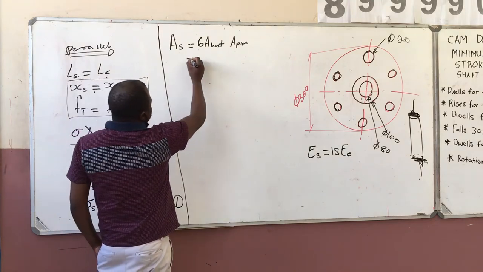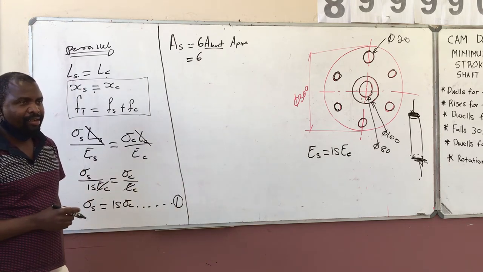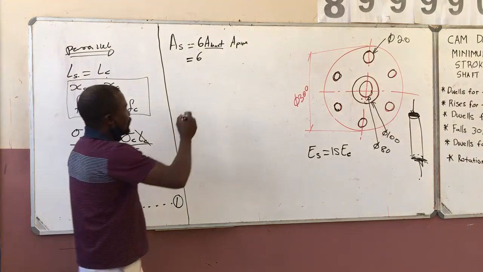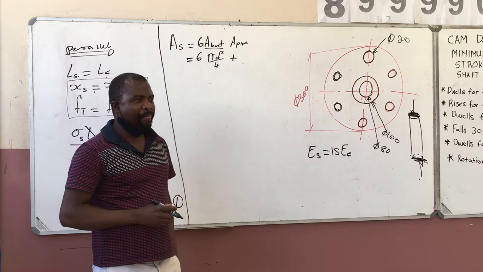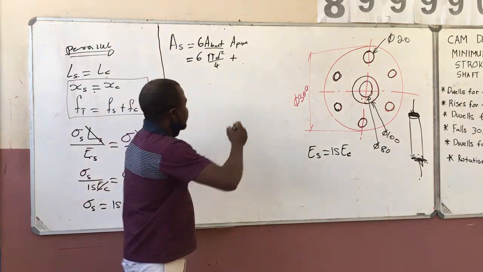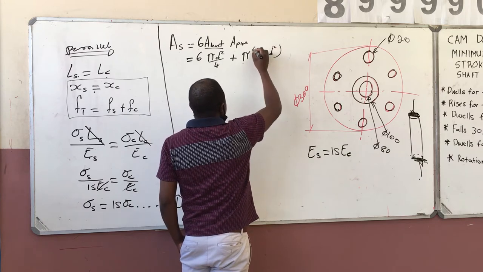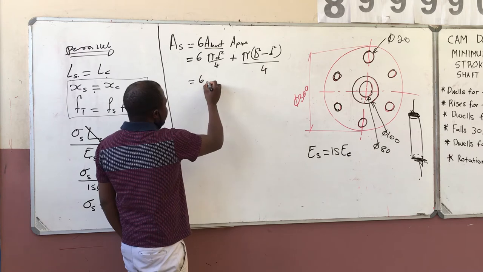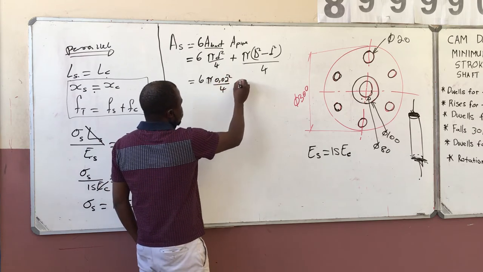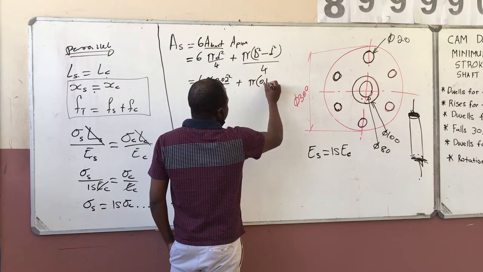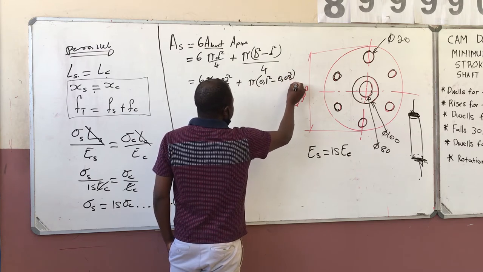So okay, six. What is the formula to calculate the area of a bar? Pi d squared over 4, plus. How to calculate the area of a pipe? Pi times d squared minus d squared over 4. So it will be 6 times pi 0.02 squared over 4 plus pi into 0.1 squared minus 0.08 squared all over 4.